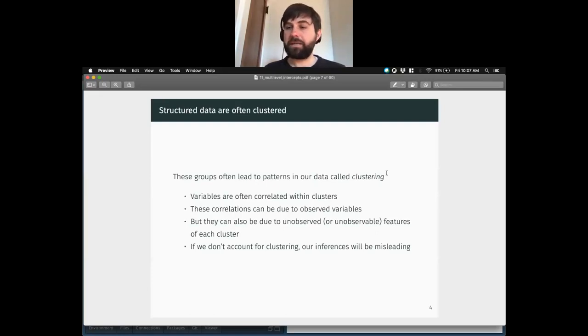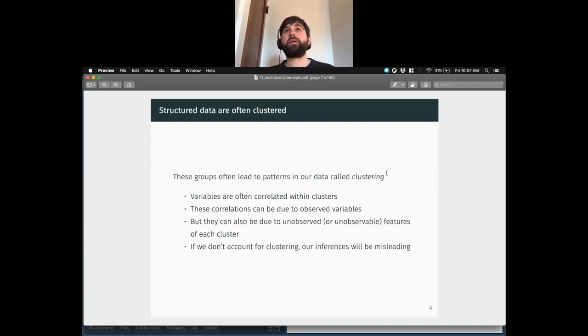Where we might see a set of observations that are similar on some set of predictors or some set of outcomes, right? That we see correlations that are strictly due to the fact that they exist within the same unit. So these variables are often highly correlated with each other. And these correlations could be a function of observables that we have.